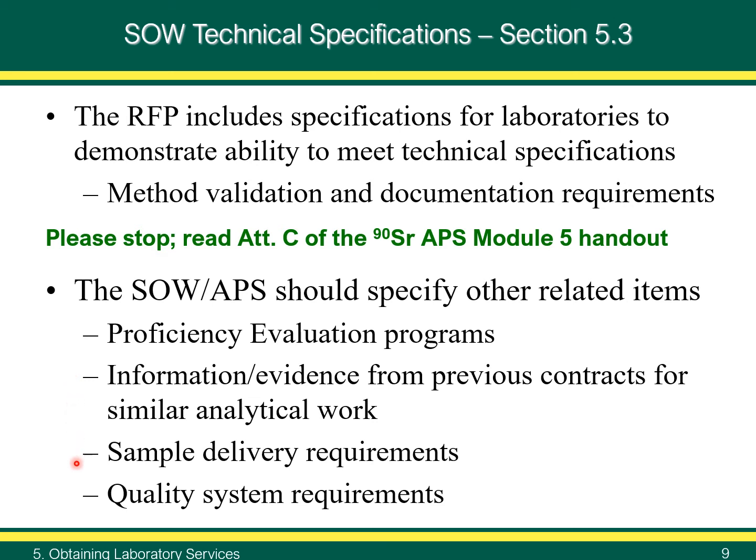Sample delivery requirements should be addressed. Page 2 of our example APS lists field sample preparation and preservation and sample receipt and inspection. These requirements address sample chain of custody and the integrity of the sample at the point in time that the laboratory took possession of the sample.